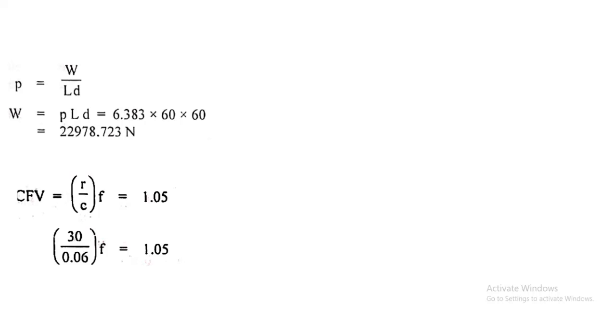Similarly, coefficient of friction variable CFV is R by C into f. From the table, I found out the value as 1.05. I have the value of R as 30 and I have the value of C as 0.06. So I can find out by cross multiplication the value of f, which is 0.0021.